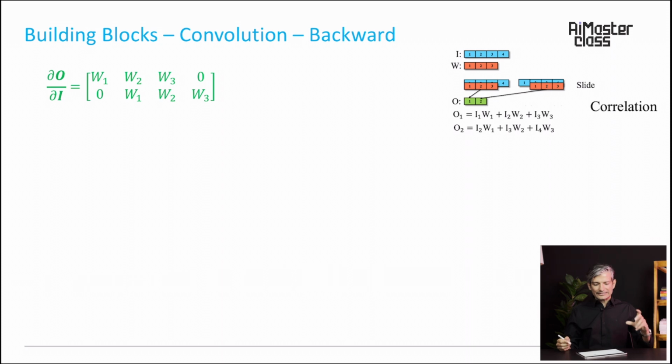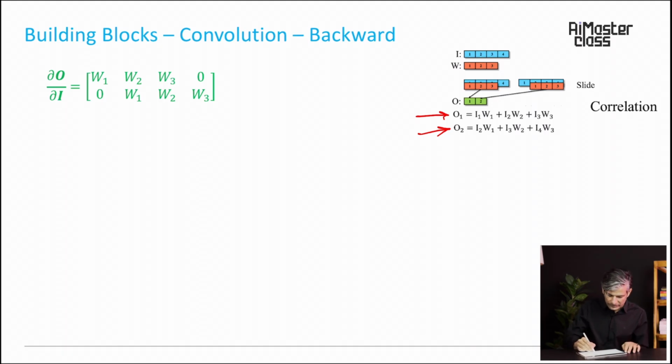So here, let's do the backward. So the forward is simple. We looked at it, and now let's mathematically do the backward, and let's see how cool the gradient of loss with respect to the input is, and the gradient of loss with respect to the weights is. So, the formula for O1 is I1 W1 plus I2 W2 plus I3 W3. The formula for O2 is I2 W1 plus I3 W2 plus I4 W3.